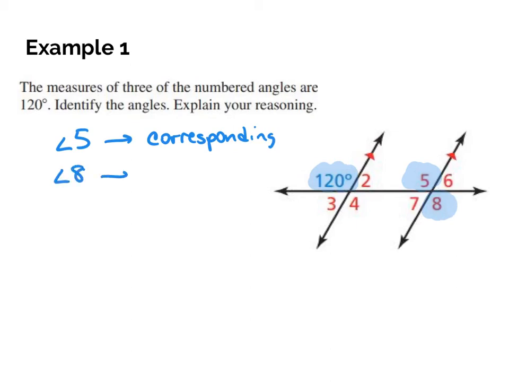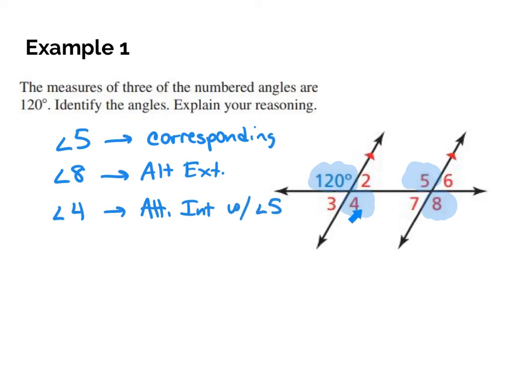I know that angle 8 is 120 degrees because they are alternate exterior angles with angle 1. So this angle right here would be alternate exterior angles with angle 8. And then lastly, I have angle 4. Okay, and angle 4, there's many different ways that I can do it, but I'm going to say this is alternate interior angles with angle 5. Okay, I can say here, alternate interior angles.